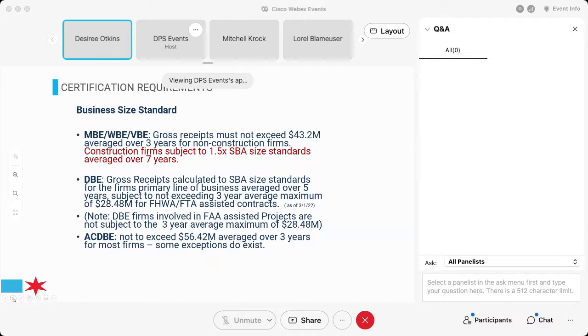With regard to our federal program, the DBE, the gross receipts are calculated by the SBA size standards for the firm's primary line of business that is averaged over 5 years. But this is subject to not exceeding a 3-year average maximum of 28.48 million for the FHWA and FTA assisted contracts. DBE firms that are involved in FAA assisted projects are not subject to the 3-year average maximum of 28.48. ACDBEs: these firms cannot exceed the maximum size of gross revenues of 56.42 million, averaged over 3 years. Next slide.